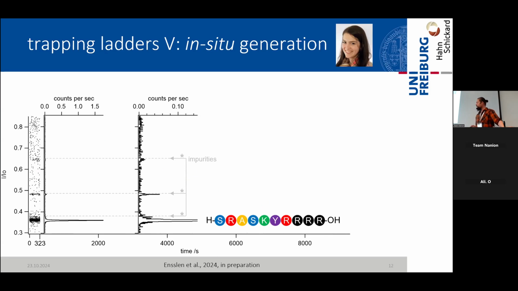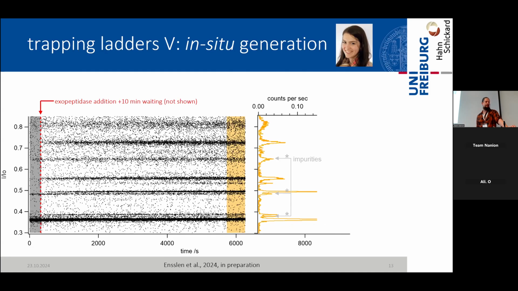What she did here is she started only with this decapeptide, and measured for a few minutes the resistive pulses, and what you can see here is the histogram indicating mainly this decapeptide. But if you zoom in in detail, you will find a few impurities from the synthesis of this peptide. But then she added some exopeptidase, and after a few minutes or seconds, she was already able to see smaller species coming up.